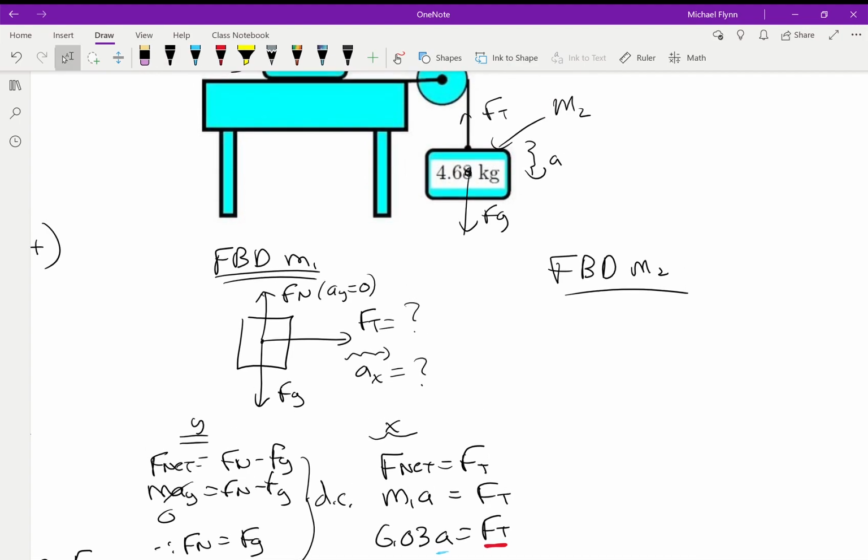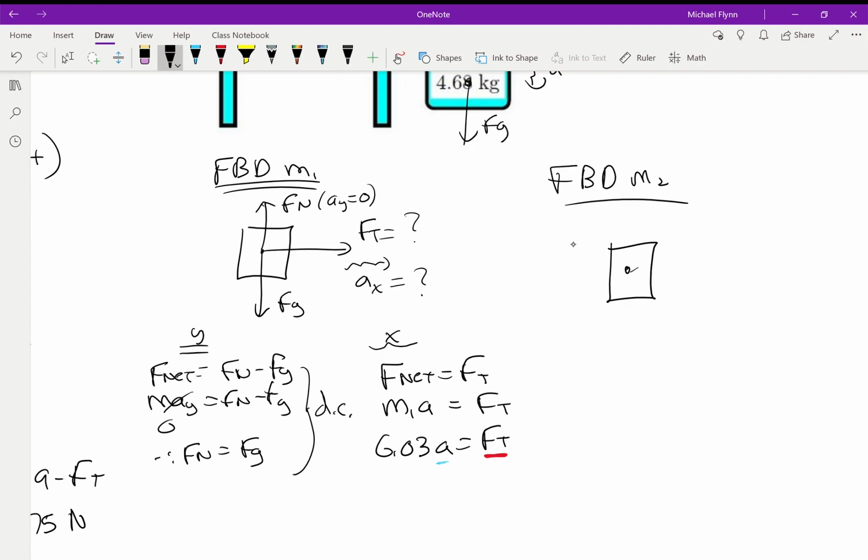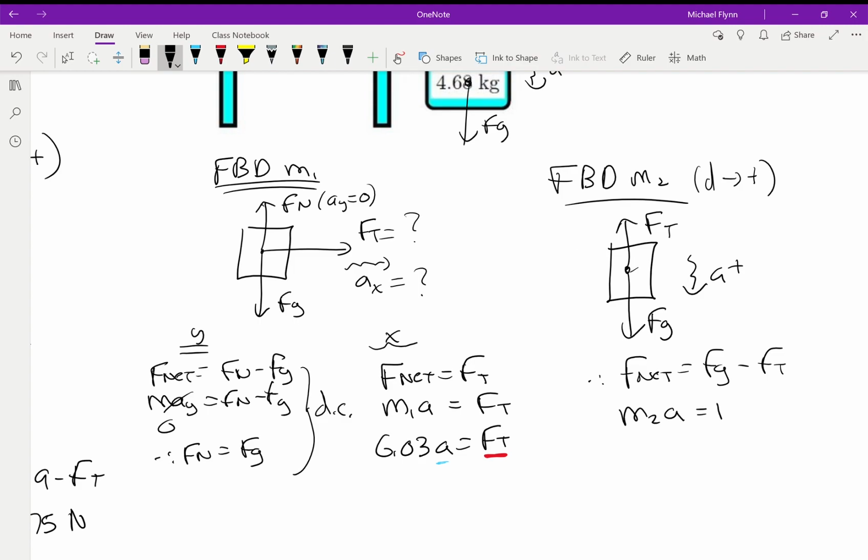Now this one looks the same as in the previous question, so you're going to get a force of gravity like this, and a force of tension like this. It's accelerating down, so I make down positive. Whatever the acceleration is, that has to be positive. So now the net force is the force of gravity. I'll just do it quickly because we did this one in the previous question. m2a equals m2g minus Ft. Now this mass is 4.68 kilograms. So let's just work that out: 4.68 times 9.8 for gravity.